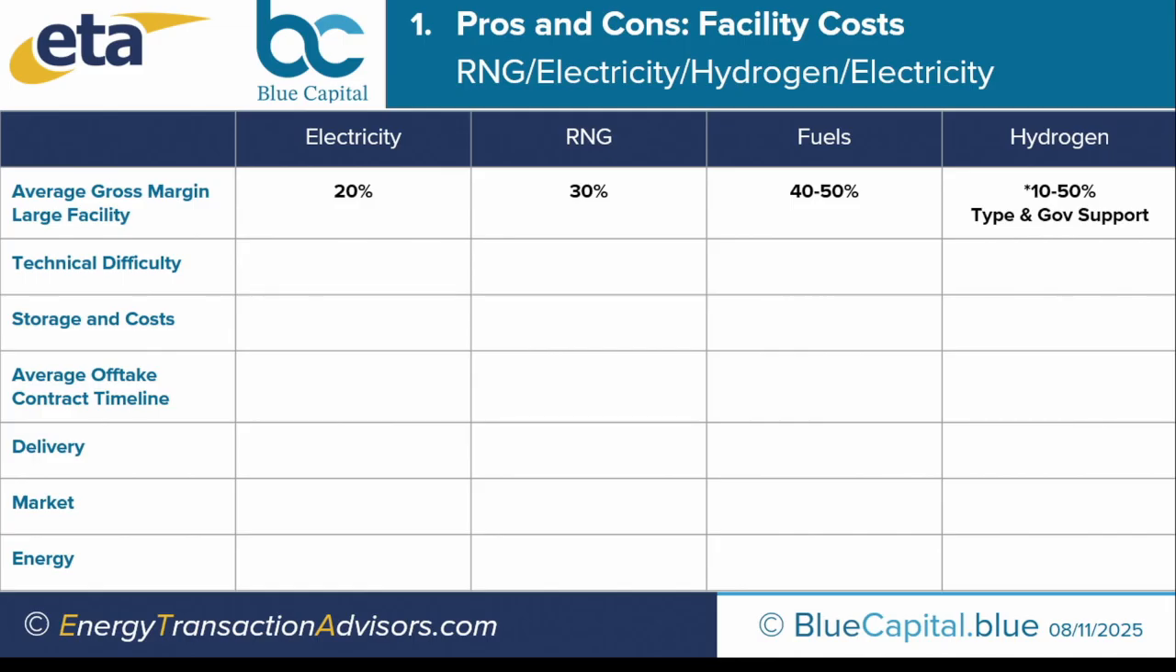Yeah, the markets for electricity, natural gas, and fuels are pretty well developed, so you know what you're getting into. With hydrogen, it's like the Wild West. It really depends on who you know. If you can find someone who needs hydrogen and is willing to pay a premium for low CI score hydrogen, you could make a really good gross margin. If you don't, your gross margins will probably suffer.